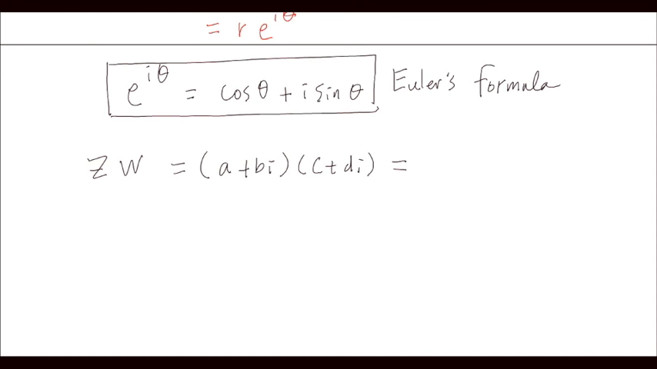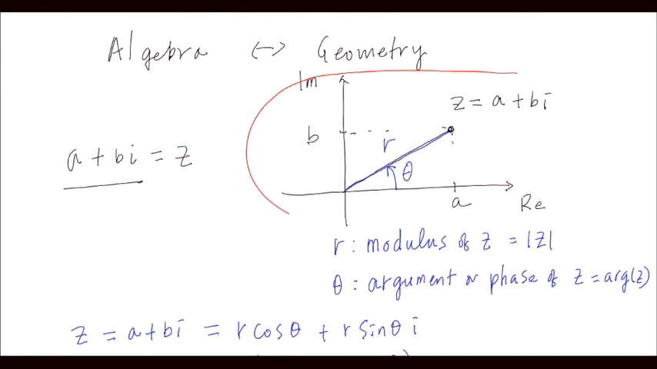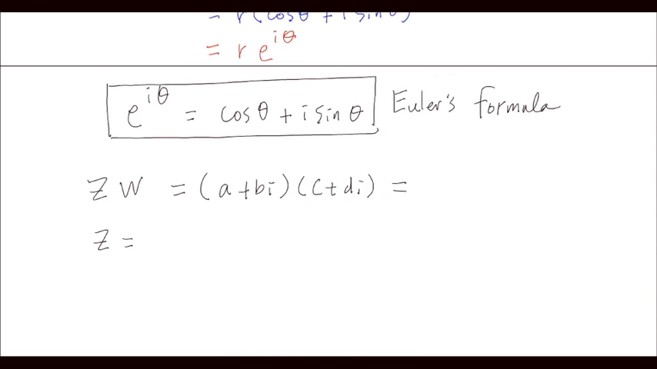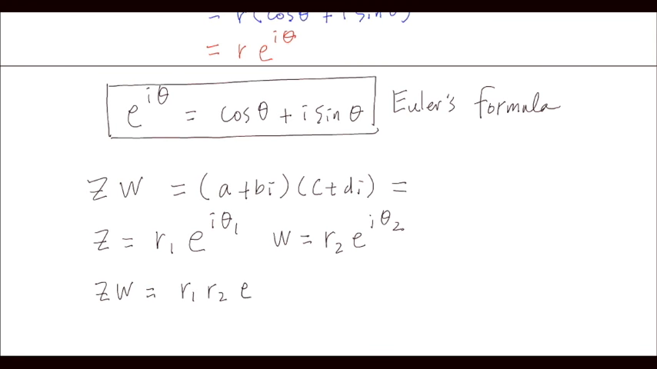For example, if z can be represented in polar coordinates, as in this picture right here, we can write z as r1, which is the modulus of z, times e to the i theta 1, where theta 1 is the argument of z. And w in the same way we can write as r2 e to the i theta 2, right? Then the multiplication zw is nothing but r1 times r2 e to the i (theta 1 plus theta 2), right? That is, you multiply the moduli and you sum their arguments. This is how you multiply two complex numbers using Euler's formula.